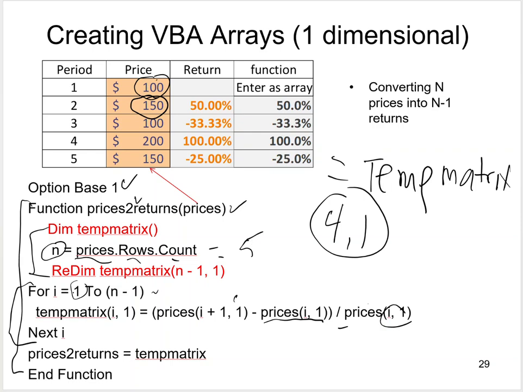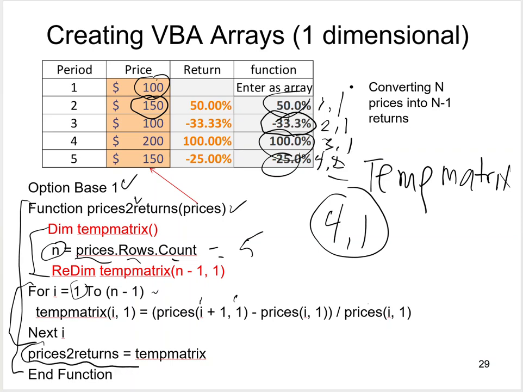Okay? Next I equals 2. Temp matrix 2, 1. That's going to be this cell right here when I insert the program. That's going to be prices I plus 1, 1, minus prices I, 1. So it's going to be the third price minus the second price over the second price. It's going to do that four times to calculate these 4 returns, and it's going to place them in temp matrix 1, 1, 2, 1, 3, 1, 4, 1. And then last step, prices to returns equals temp matrix. So I'm just going to make my full function name equal to that matrix I built in the function.